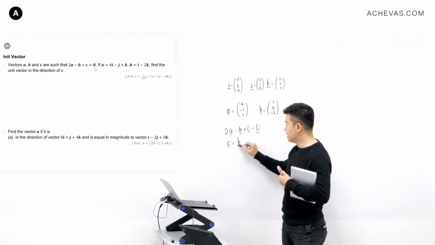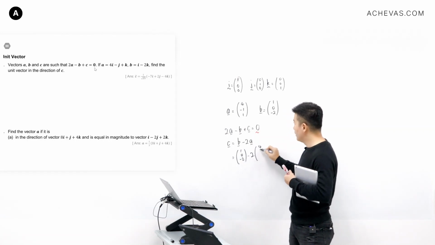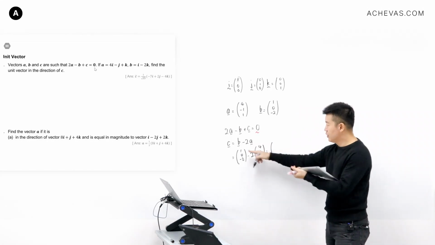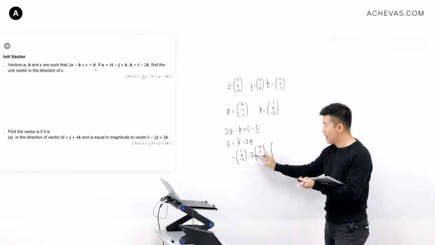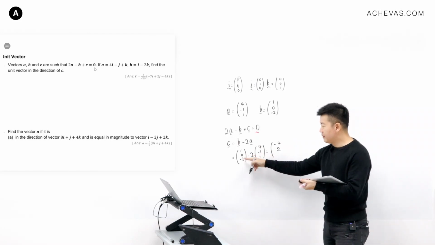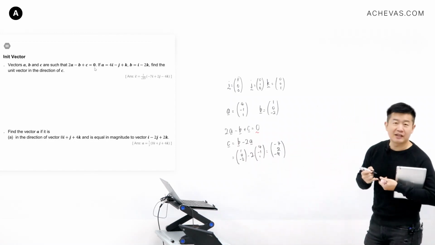So vector C is B minus 2A. So it is B, 1, 0, minus 2, minus 2A, 4, minus 1, 1. This is equal to 1 minus 8 minus 7, 0 plus 2, then minus 2, minus 2, minus 4. So this is vector C.